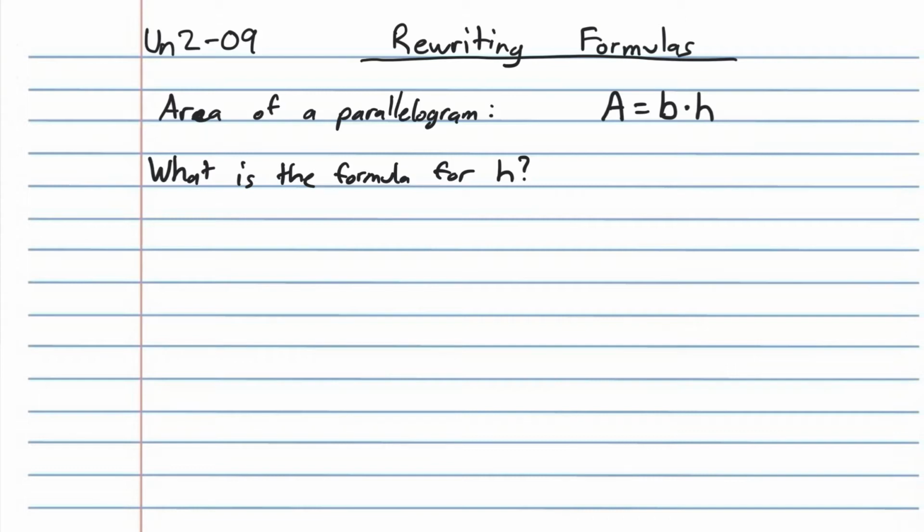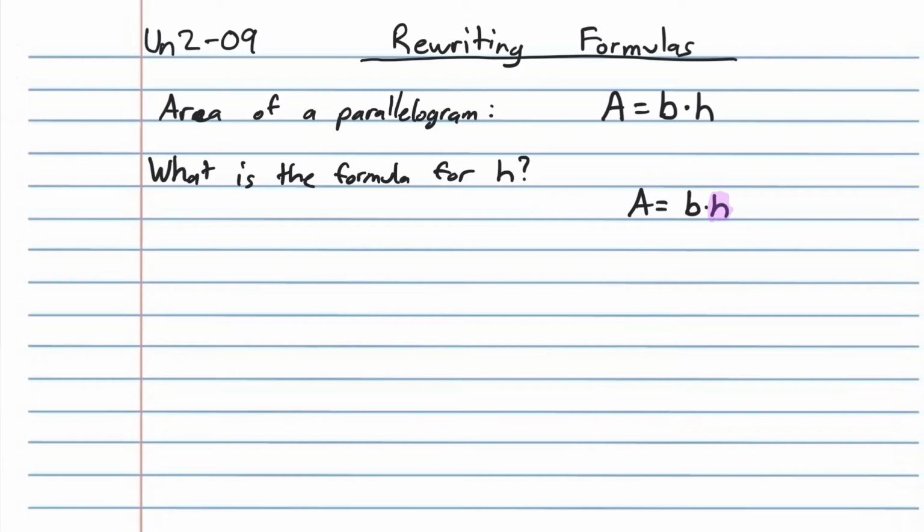Okay? We treat it just like any other equation. We move things around by doing opposites. So if this was our equation, right, let me write it one more time. So area is equal to base times height. And they want you to rearrange it so that it's H equals. So you want to keep the H part, but get rid of everything else.